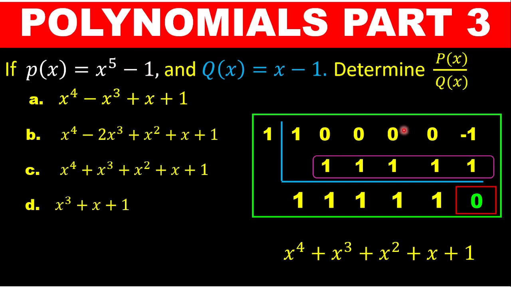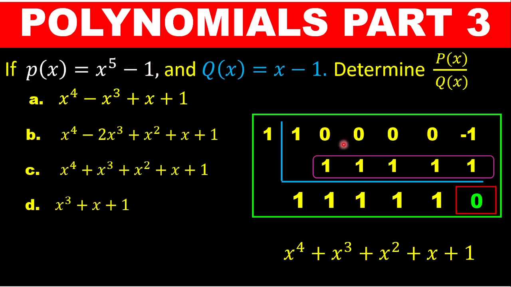So 0. And then from x squared, the next one should have been x, but the x is also not in the question. So we also assume that its coefficient is 0. So we have that 0 here. And then this minus 1, its coefficient here is minus 1.